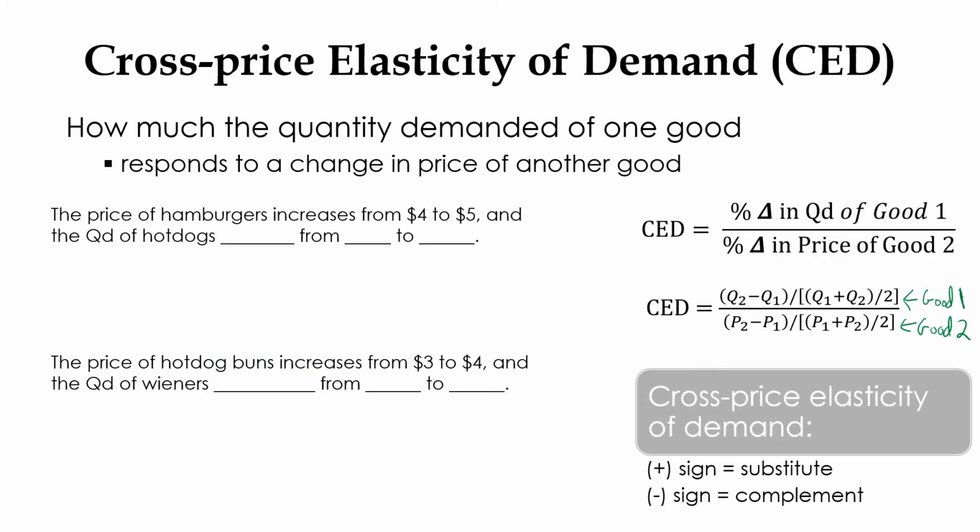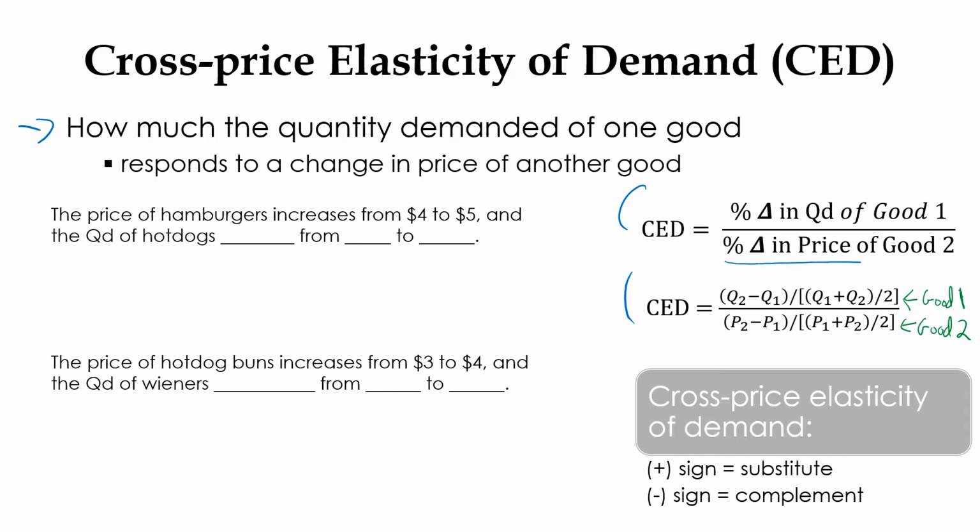All right, so the last elasticity of demand we're going to talk about is the cross-price elasticity of demand. It lets us determine whether or not a product is a substitute or whether or not it's a complement. Basically, it is how much the quantity demanded of one good responds to a change in the price of another good. And we can see it by the following formulas.